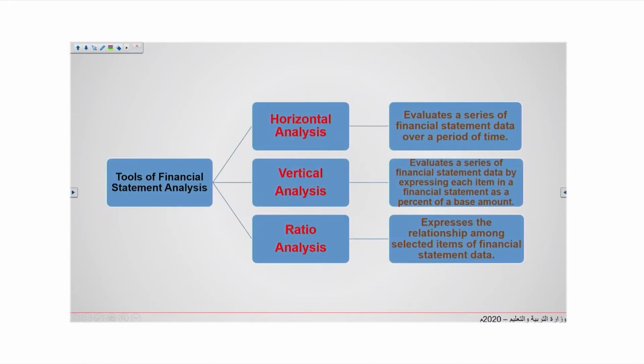Okay, the tools of financial statement analysis. For horizontal analysis, we can evaluate the series of financial statement data over a period of time. In vertical analysis, we will evaluate a series of financial statement data by expressing each item in a financial statement as a percent of base amount. In the ratio analysis, that will not be covered in this lesson, we will express the relationship among selected items of financial statements.